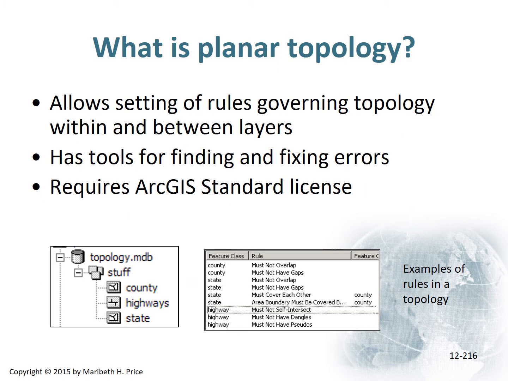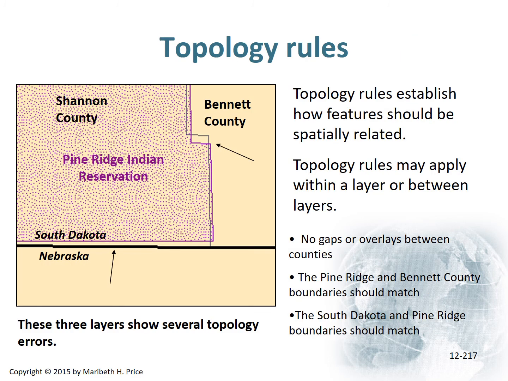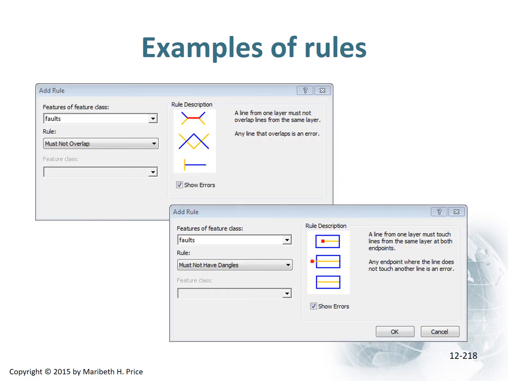Planar topology allows the setting of rules governing topology within and between layers. It has tools for finding and fixing errors. That's the big one. So you set the topology up, and then it looks for things that violate it, and you can fix those, and then look again, and ultimately you'll get to a point where you've fixed it all. Some examples of what happens when topology is all out of whack. Some examples of some rules. A line from one layer must not overlap lines from the same layer. A line from one layer must touch lines from the same or both layers.